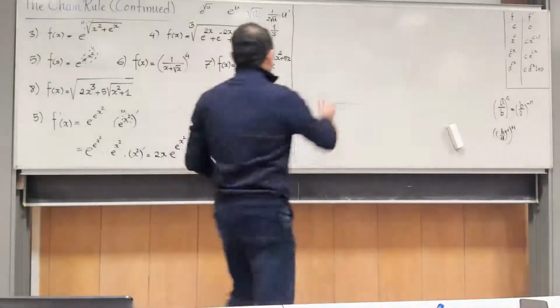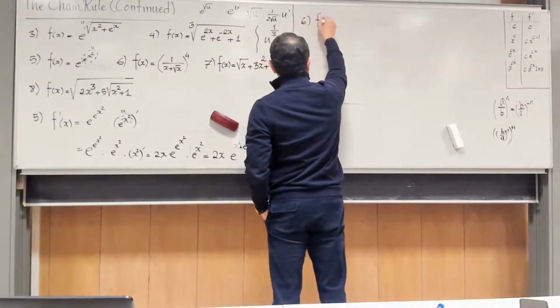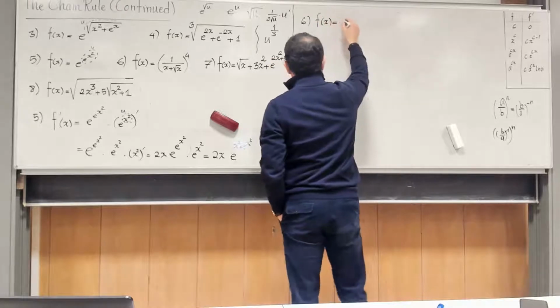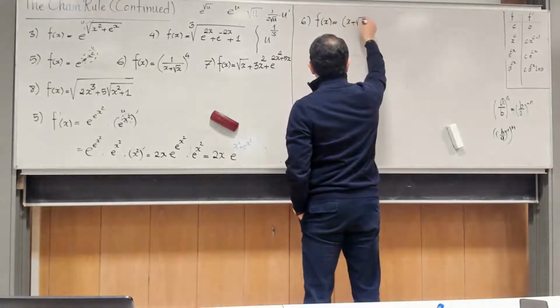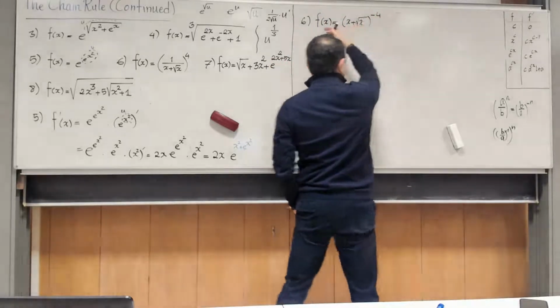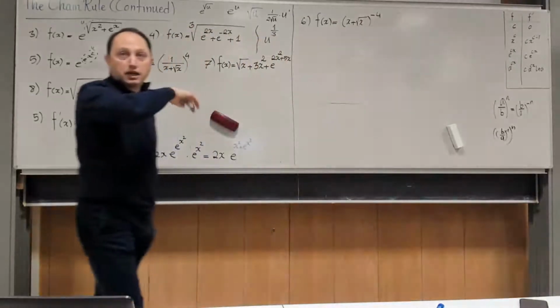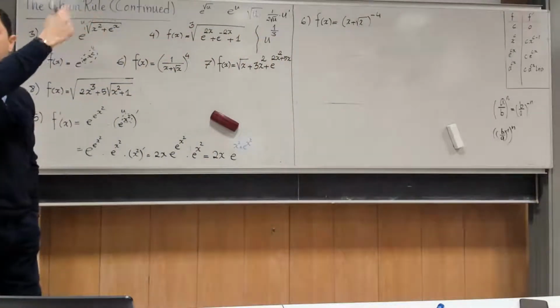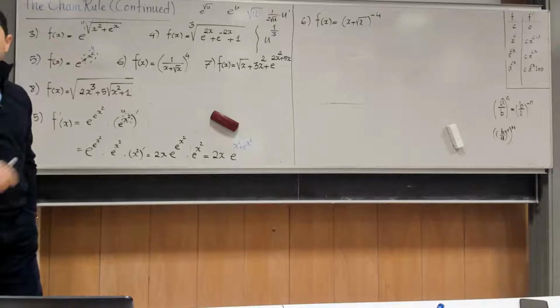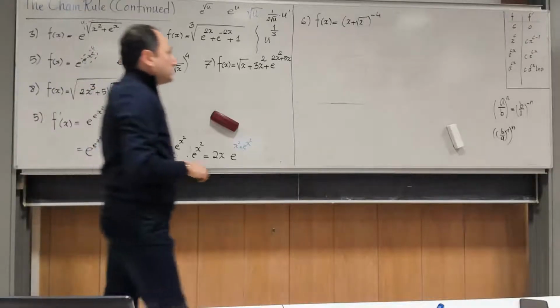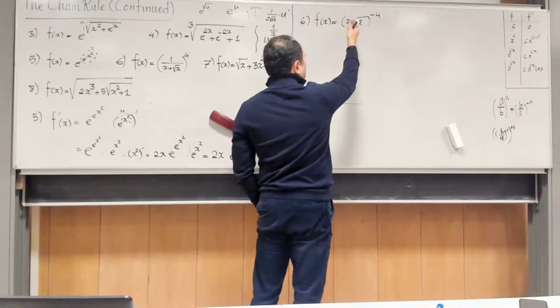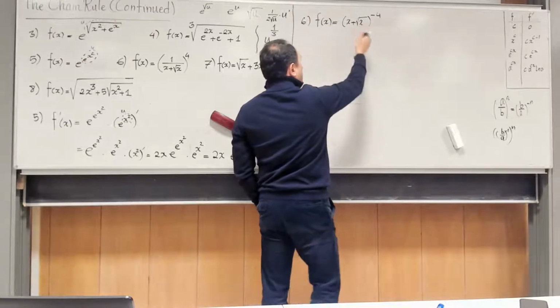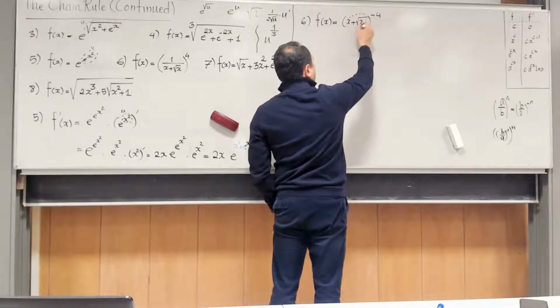Okay, so what I want to do for number 6, I would write f of x is equal to x plus square root of x to the negative 4. Is that understandable for everyone? And I told you that this is a level 2 problem in the book, so it's not that hard. So how should I do that? Is there any choice for u? Yes, this should be taken to be u.